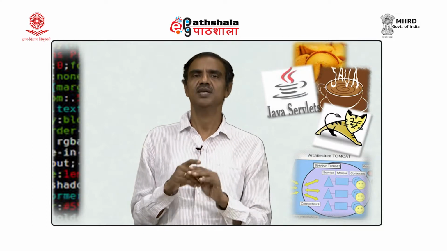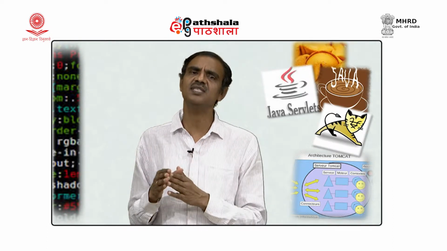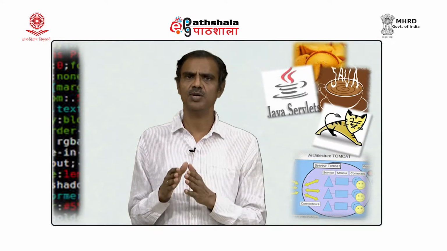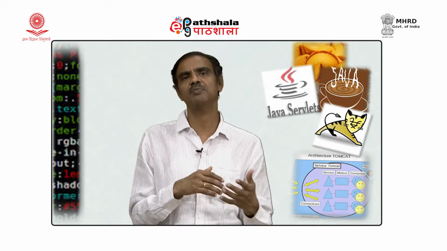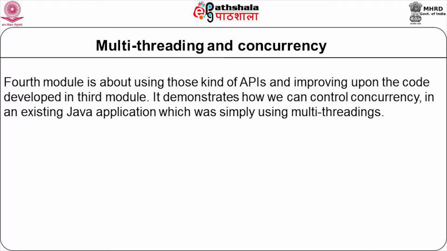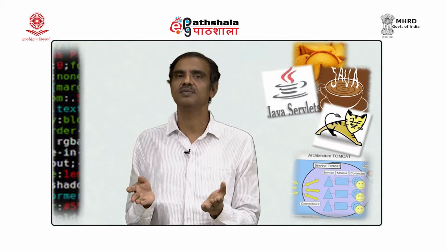So, we have APIs added in Java 5 called the concurrency API. So, module 4 is actually using those kinds of APIs and improving upon what was done in module 3. So, that is again multi-threaded concurrency being used. So, we have that module 4. Module 5, of course, I also mentioned that someone invoking a method on an object is also a client server paradigm.